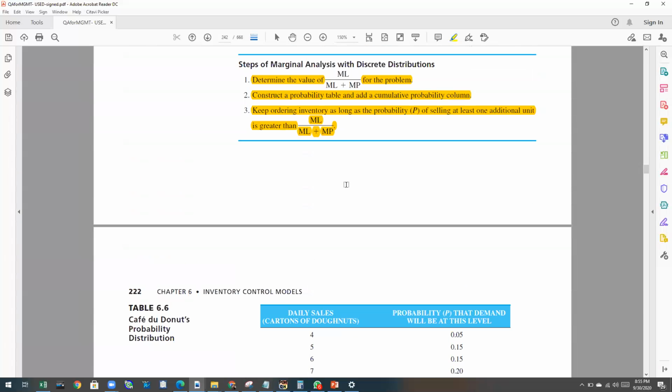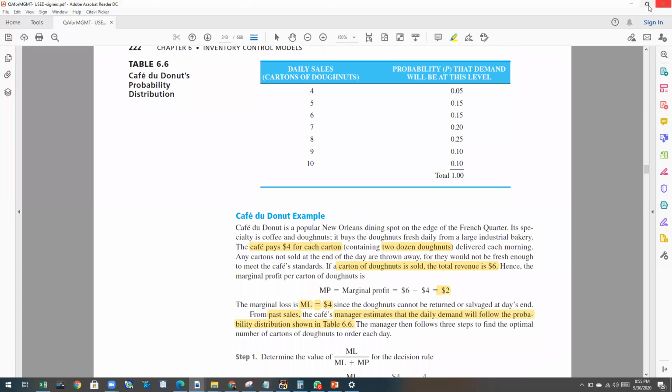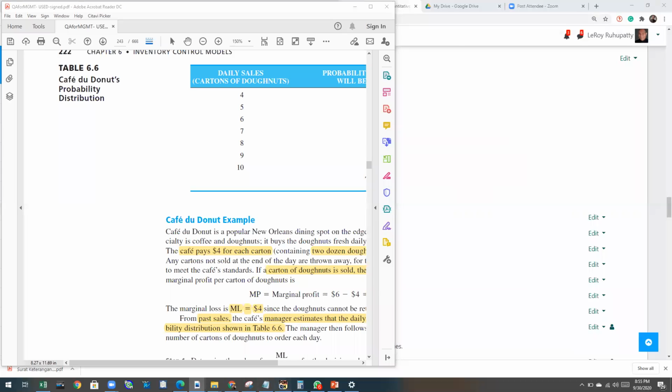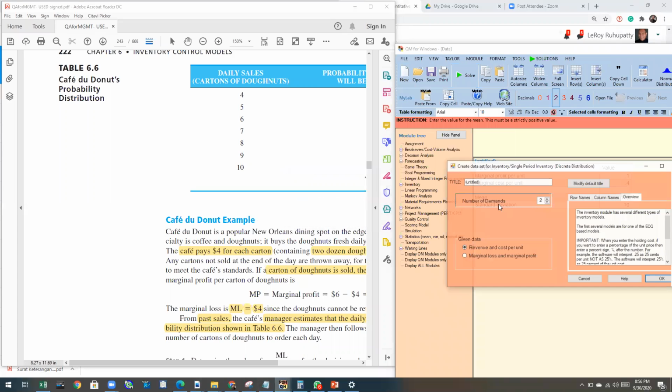And then the last step is to keep ordering inventory as long as the probability of selling at least 1 additional unit is greater than the probability of not being able to sell the additional unit. This is the cutoff point. I'm going to show you how we build this into POM-QM. I'm going to say new, reorder point, actually here, single period inventory discrete distribution. This is a discrete distribution.